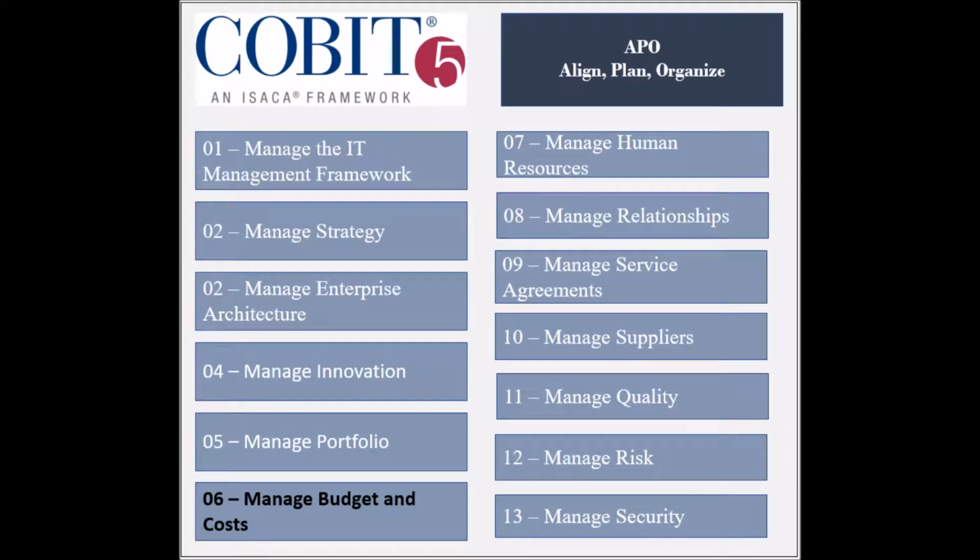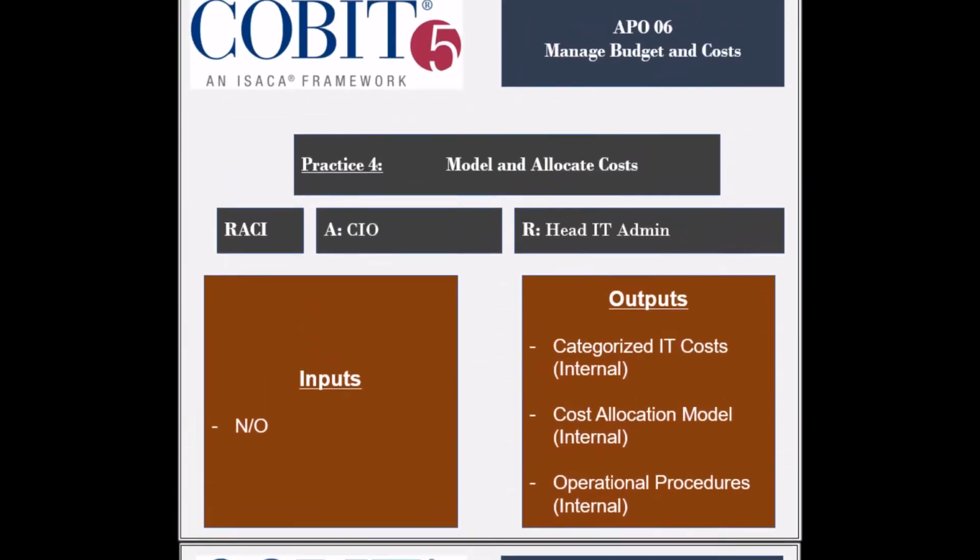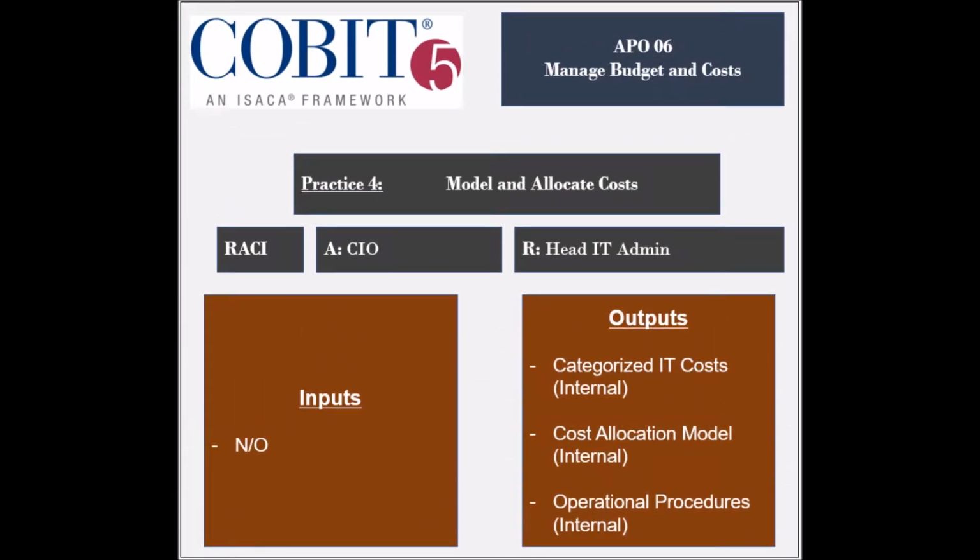The sixth process of the Align, Plan and Organize domain, called Manage Budgets and Costs, has 5 practices. The fourth practice is to model and allocate costs. From a RACI chart's perspective, the entity that is responsible is the head of IT administration, while the entity that is held accountable is the Chief Information Officer.